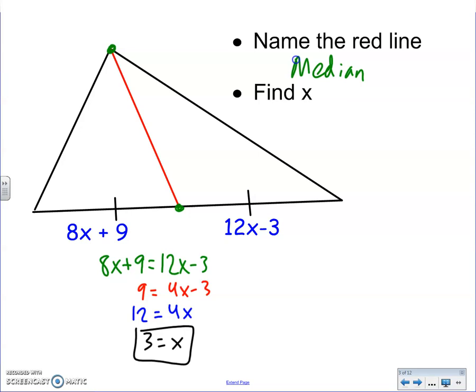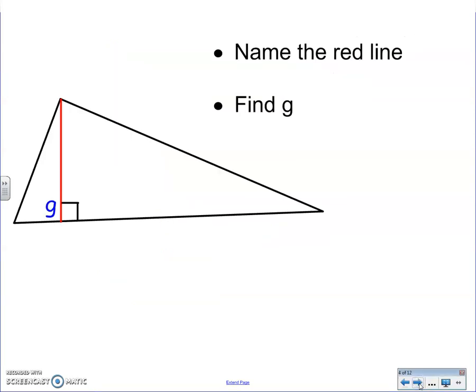Alright, next one. Name this red line. Notice the red line has a vertex up here. It doesn't go to the midpoint, but it goes to 90. Which one has vertex and 90? That one is altitude. That's like the height of a triangle.